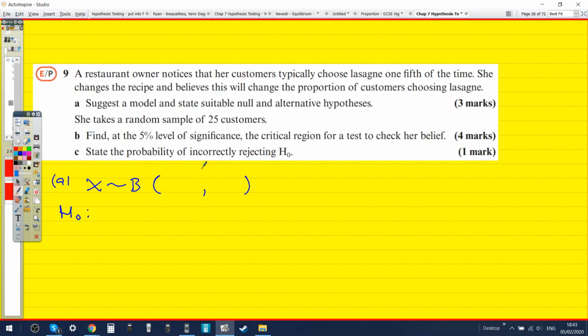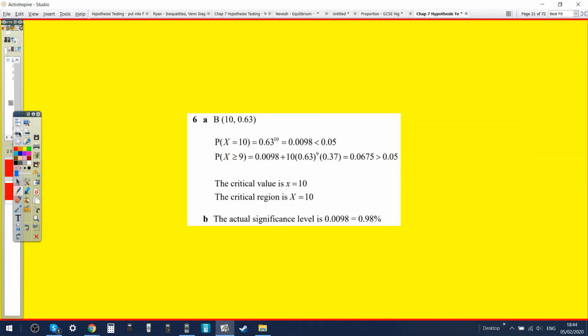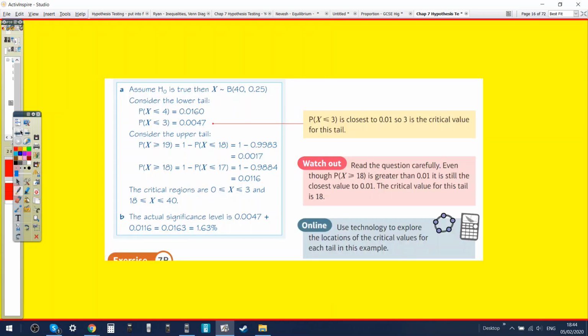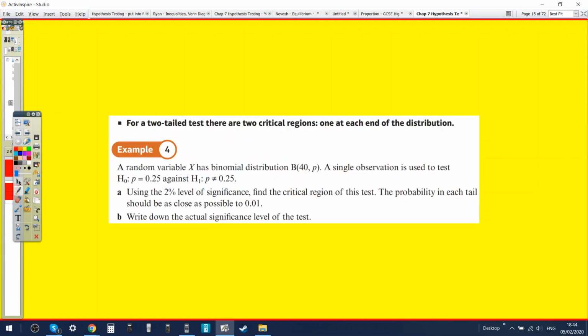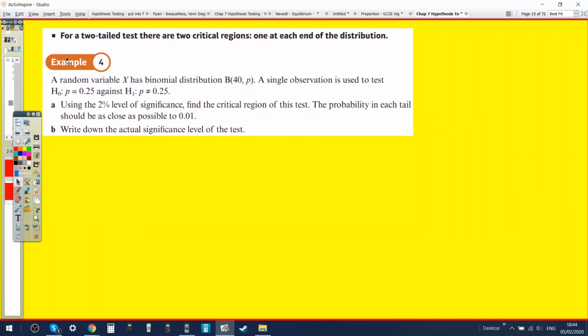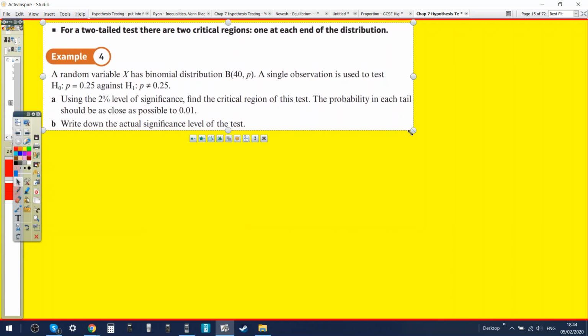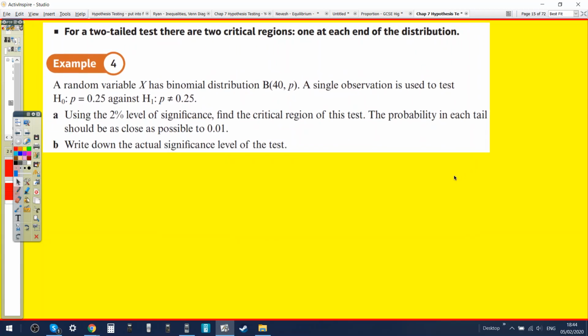Wait, so n is like the total? Yep. But we don't have any numbers. We do. Hang on, I just realized something. I'll start with an easier example of that because that's actually a new thing. So there is a different type of these binomial distribution.